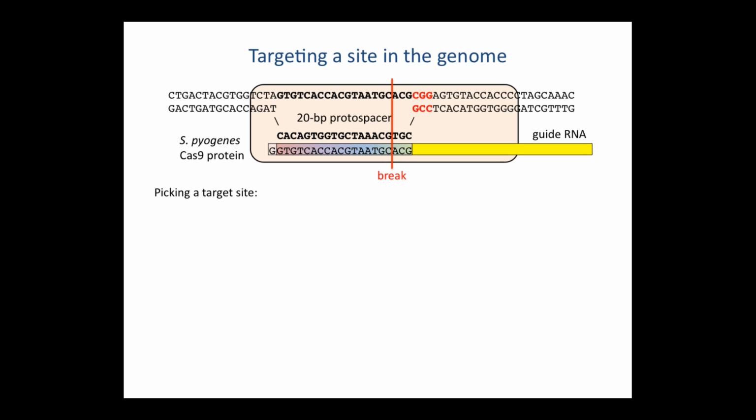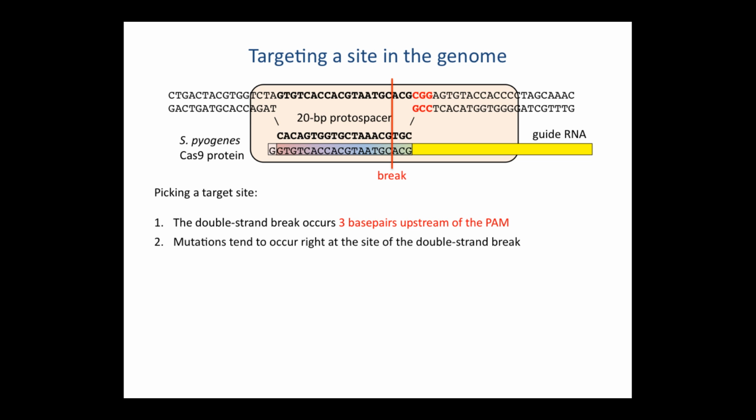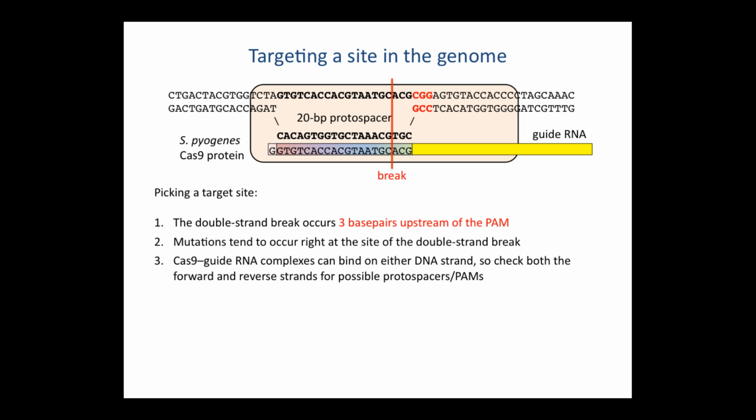Here are some suggestions for choosing a site to target in the genome. First, it's important to note that the double-strand break generated by Cas9 occurs 3 base pairs upstream of the PAM, in the position indicated here by the red line. When mutations occur by non-homologous end joining, they tend to occur right at the break site. It's also important to realize that the CRISPR-Cas9 complex can form on either strand of double-strand DNA. You should always check for protospacer-PAM combinations on both strands in order to find the optimal one.